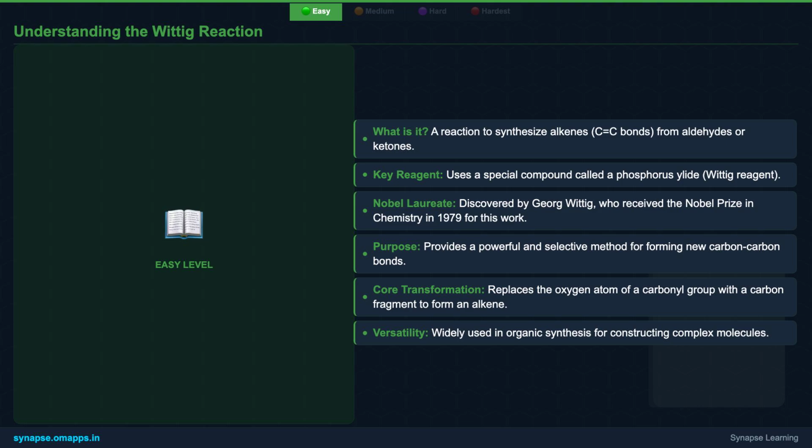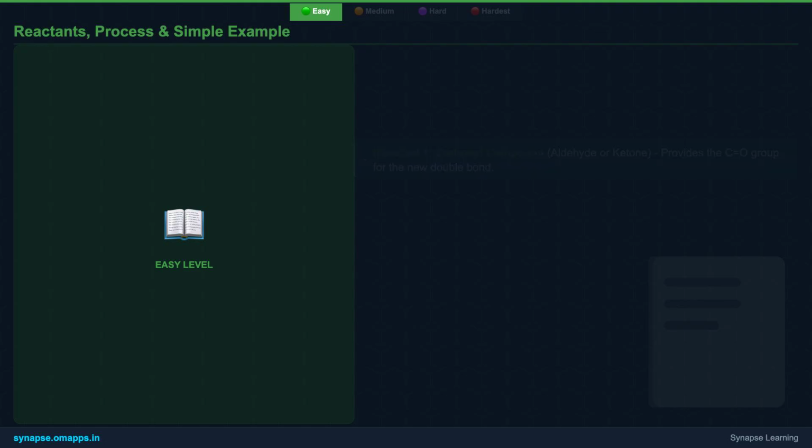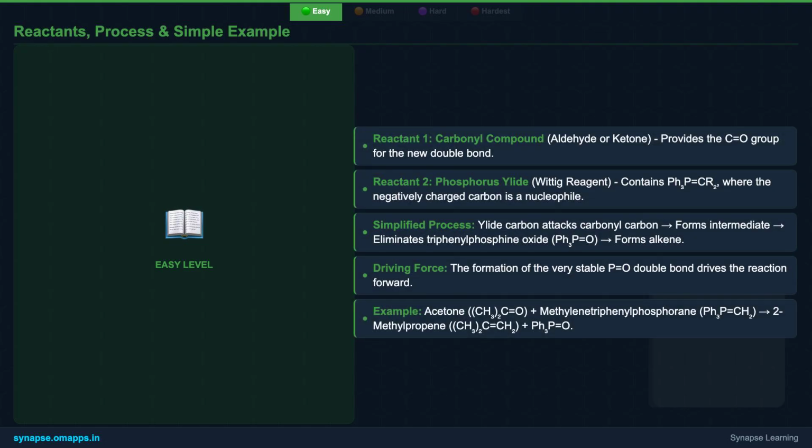This reaction provides a highly selective way to form new carbon-carbon bonds, which is crucial for building larger, more complex organic molecules. At its core, the Wittig reaction involves two main players: an aldehyde or a ketone, which provides the carbonyl group, and a phosphorus ylide. The ylide is a fascinating molecule with a phosphorus atom directly bonded to a negatively charged carbon, which is also typically attached to 3 phenyl groups. This negatively charged carbon acts as a powerful nucleophile.